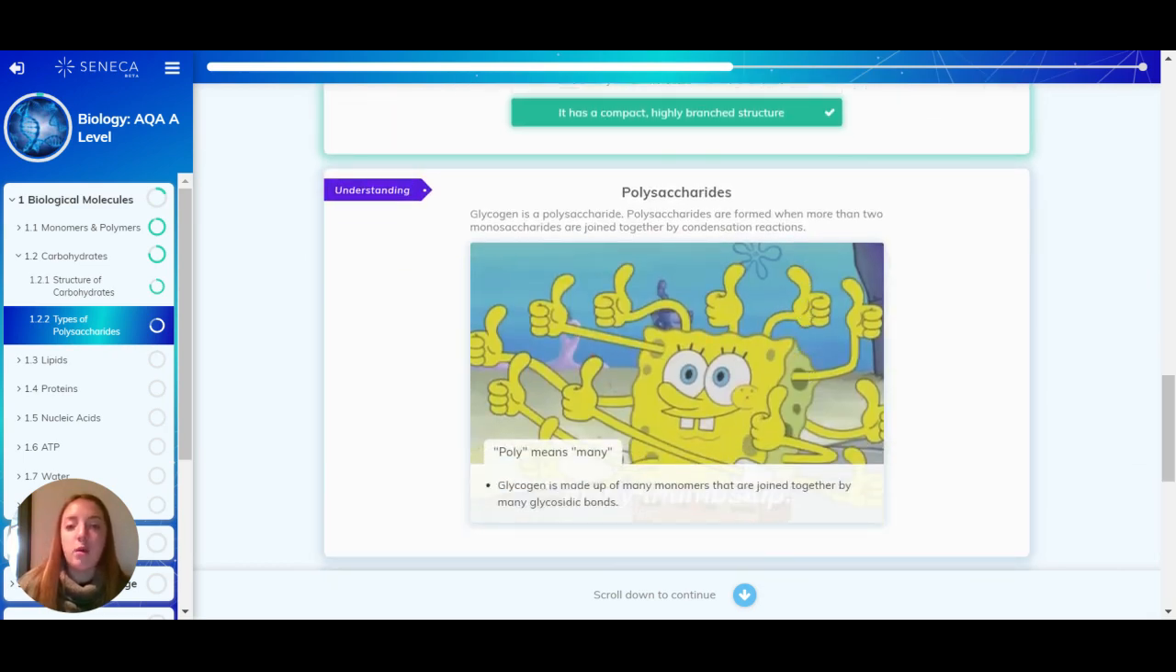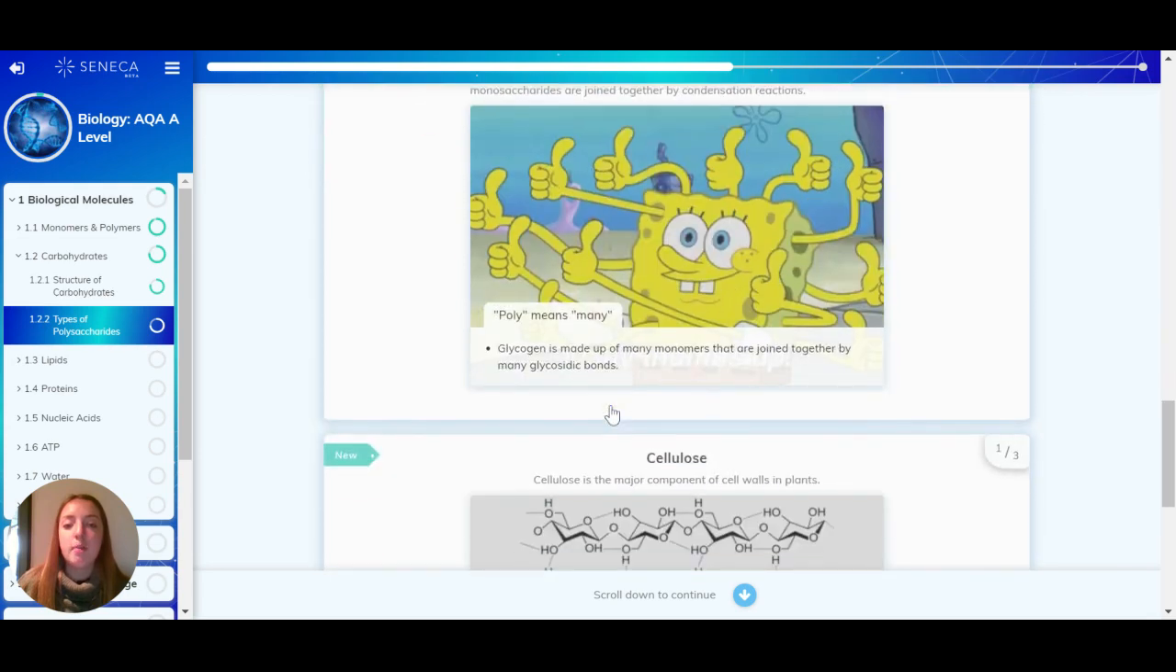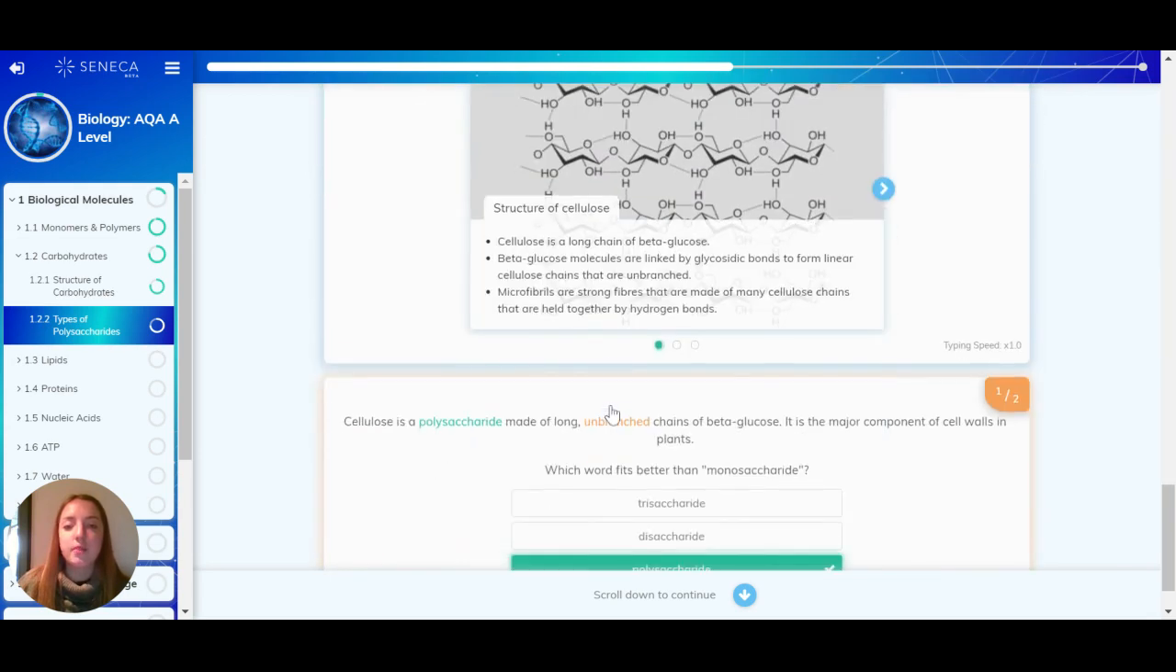So we've talked a lot about polysaccharides. The word poly means many. For example, glycogen is made up of many monomers that are joined together by many glycosidic bonds. And a polysaccharide is formed when more than two monosaccharides are joined together by condensation reactions.